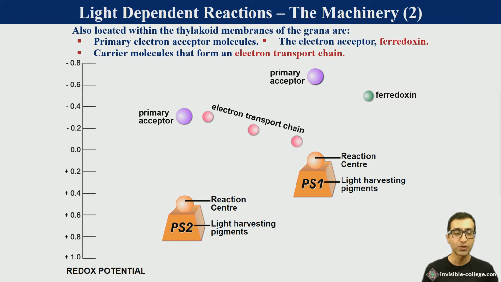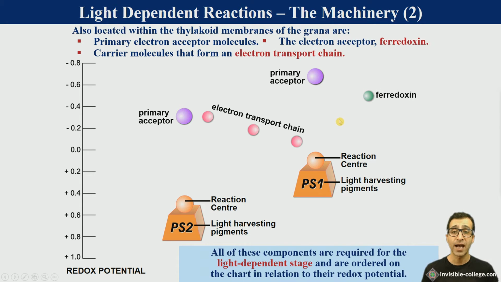So all of these different molecular components, or parts of the machinery, if you like. I'm using the word machinery as an analogy, because really we're talking about living systems and not machines. However, because of the way that these molecules function, you can think of them as parts of a very complicated biochemical machine. So when we use the term machinery here, it is somewhat a euphemism. All of these components are required for the light-dependent reactions of photosynthesis, and they are ordered on this chart to represent their relative electron energy levels, or their redox potentials.